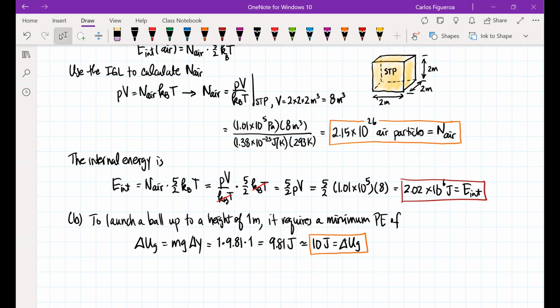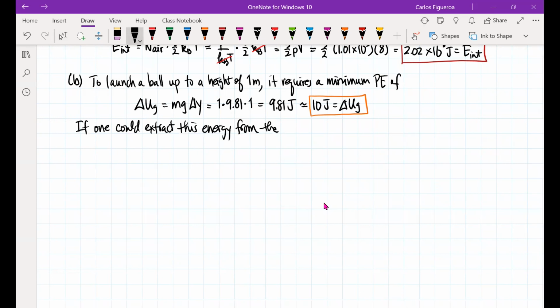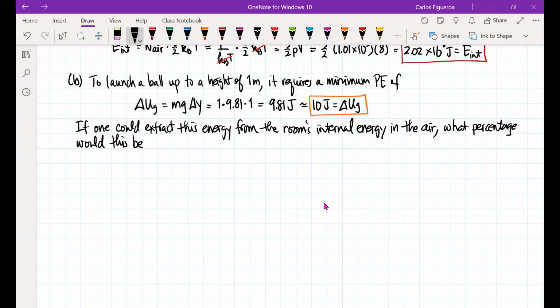So now the question is, let me move this higher. If one could extract this energy from the room's internal energy in the air, what percentage would this be of the internal energy of the air?